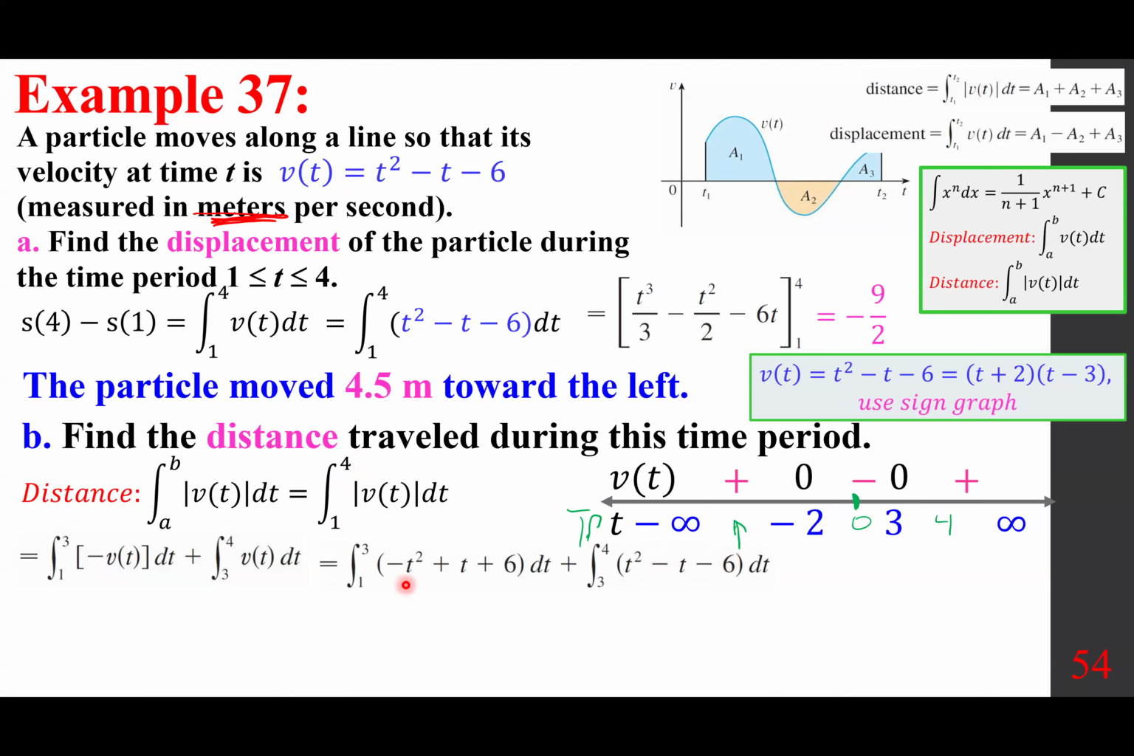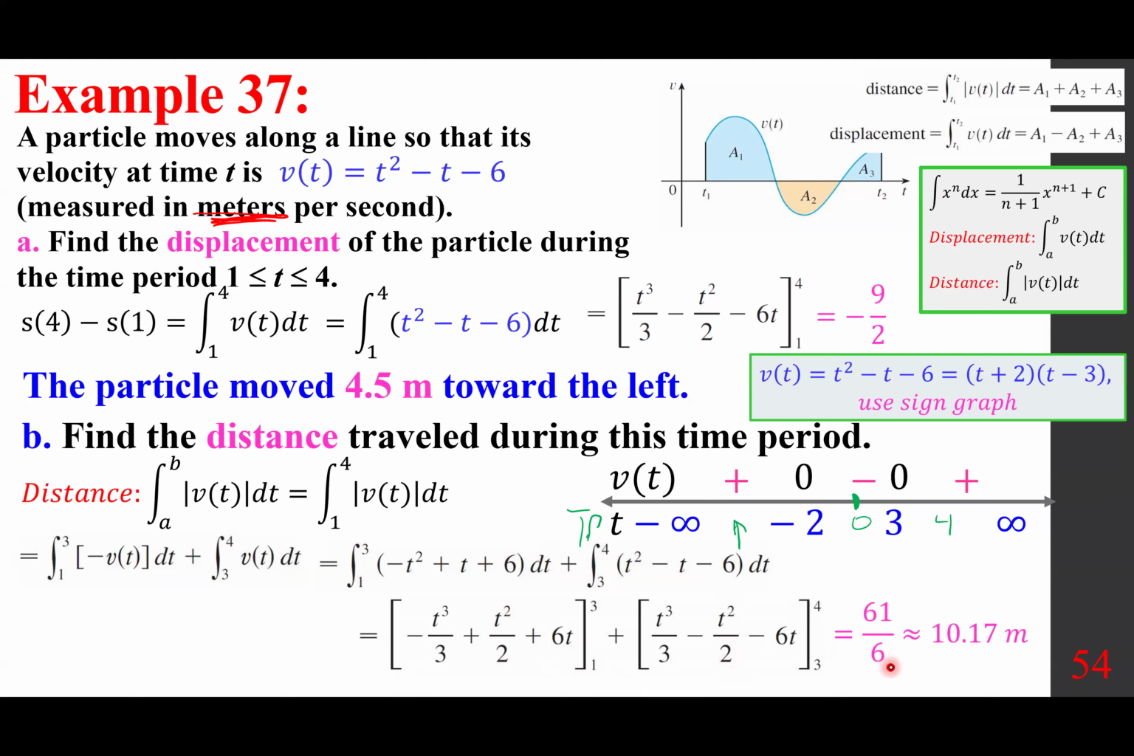So this is negative 1/3 t cubed plus 1/2 t squared plus 6t. And you evaluate it from 1 to 3. This one from 3 to 4, 1/3 t cubed, just like the other one, right? Minus 1/2 t squared minus 6t. And you really have to take a little bit of time to evaluate. Plug in 3, plug in 1, subtract them, plug in 4, plug in 3, subtract them. And we end up with 61/6, precise answer, roughly 10.17 meters. So the distance is always positive. Displacement can go either way.